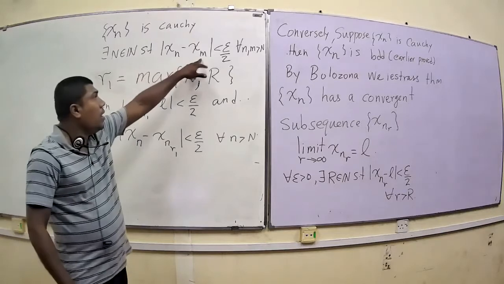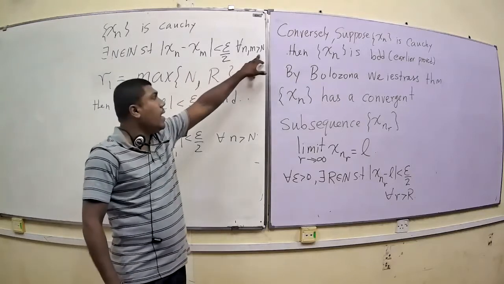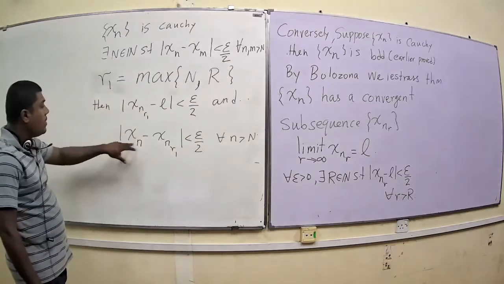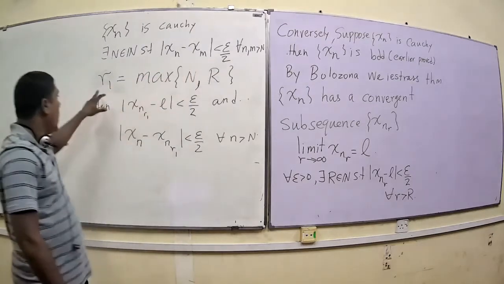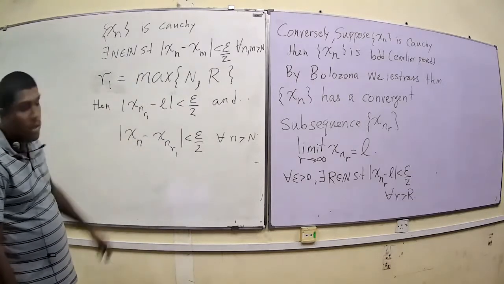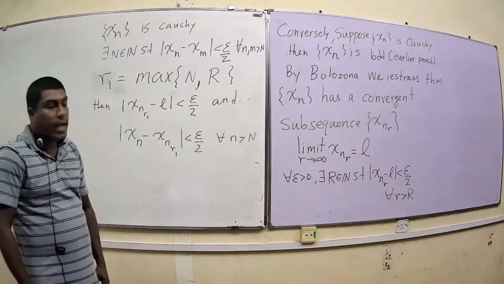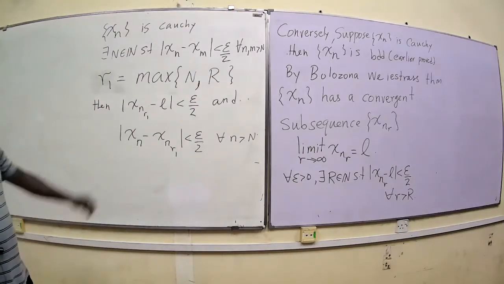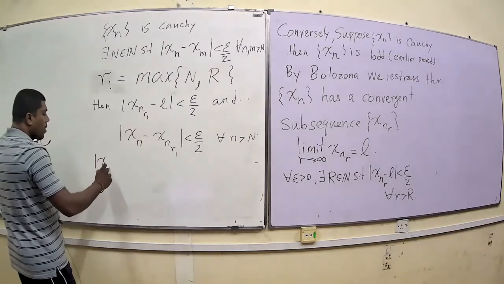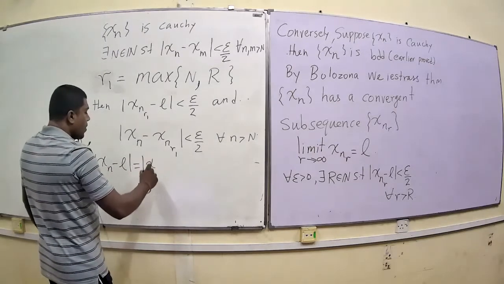So then if you choose m as r1, then r1 is greater than N. So this result is also true for r1, right? So then |xn minus x_{r1}|, in place of m you take r1, is less than epsilon over 2, right? So clearly you have these two results. Now you want to show |xn minus L|. That is not a big deal now, because you want to get xn minus L.